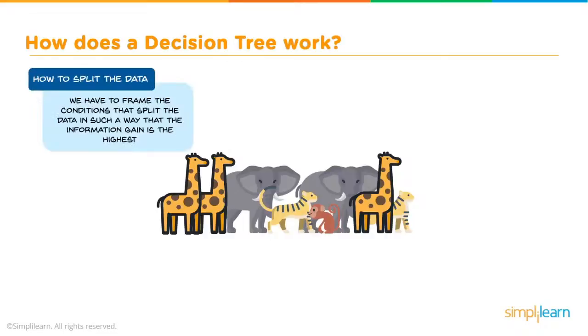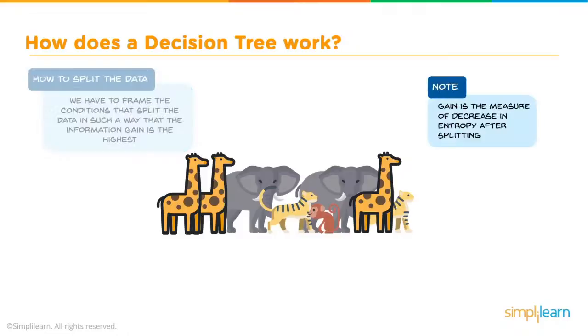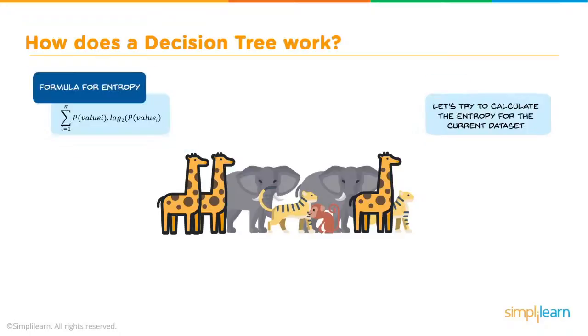We have to frame the conditions that split the data in such a way that the information gain is the highest. Note, gain is a measure of decrease in entropy after splitting. So the formula for entropy is the sum, that symbol looks kind of like a funky E, of i equals 1 to K. K represents the number of different animals in there, where P of i would be the percentage of that animal, times the log base 2 of the percentage of that animal.